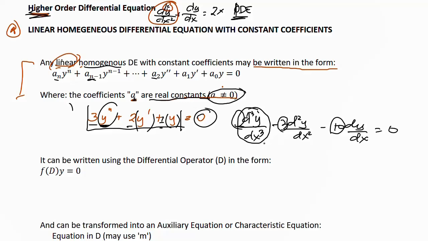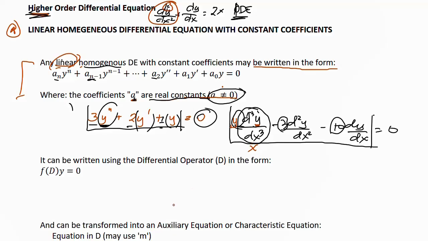Okay, so this term here is linear because there is also no dependent variable multiplied to this equation. Let's, for example, this term here, we have a y multiplied by the third derivative of y with respect to x. So since we have this dependent variable y here multiplied to this derivative, then this term will no longer be considered as linear, right?